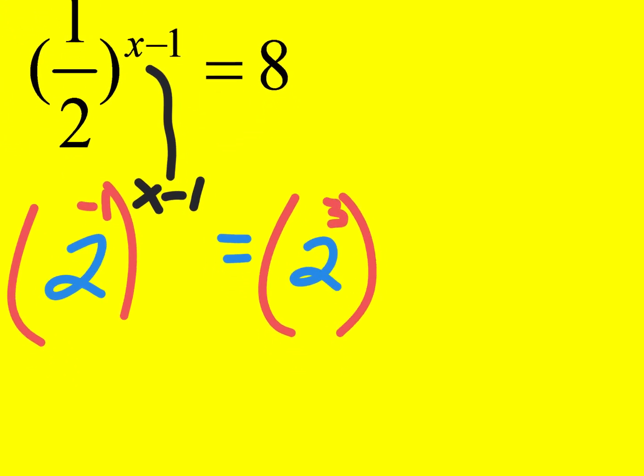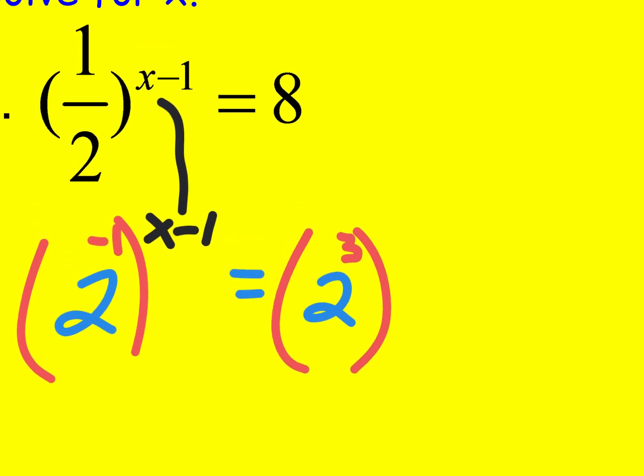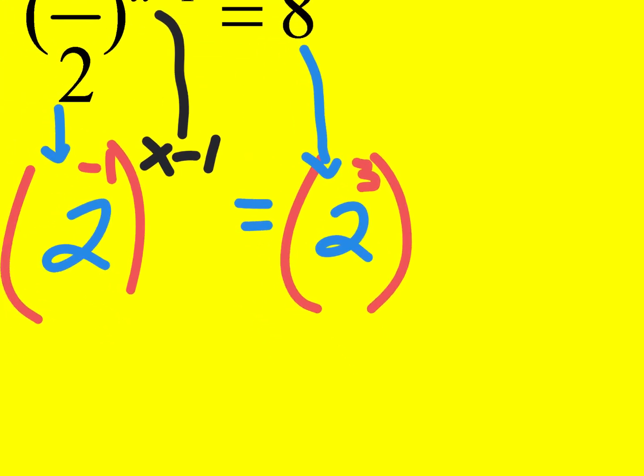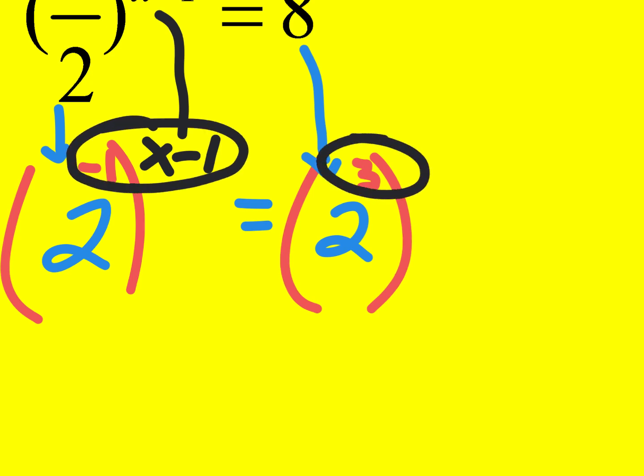And now that you've got that set up, if you could handle this problem, you can handle almost anything, because this is about as hard as they get. Do you get how I've set it up so far? Does this make sense so far? I just replaced 1/2 with 2 to the negative 1, and I replaced 8 with 2 to the third. And like I said before, if the bases are the same, you just got to set the powers equal.